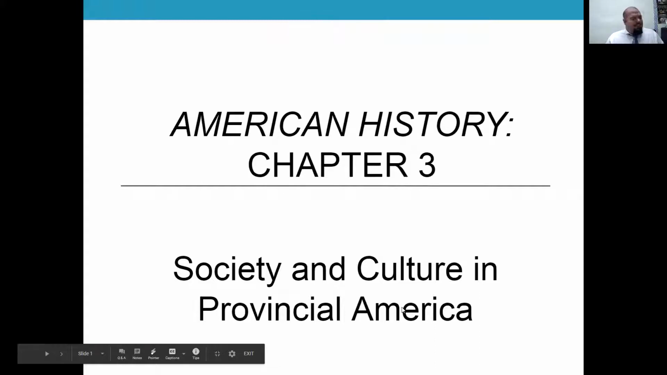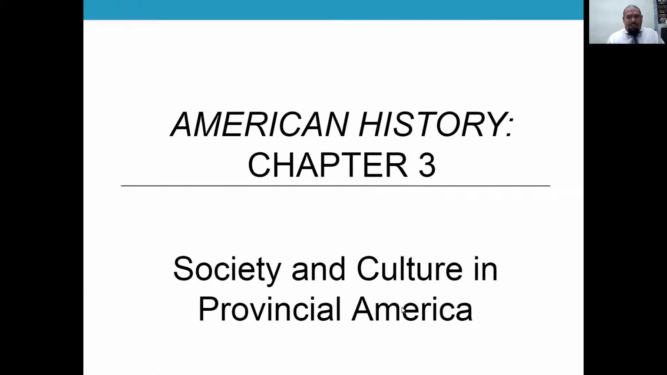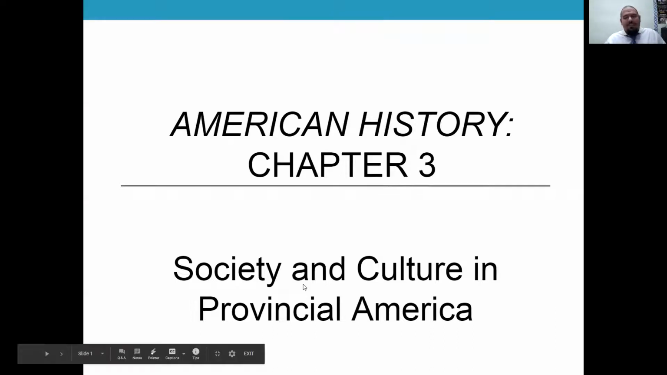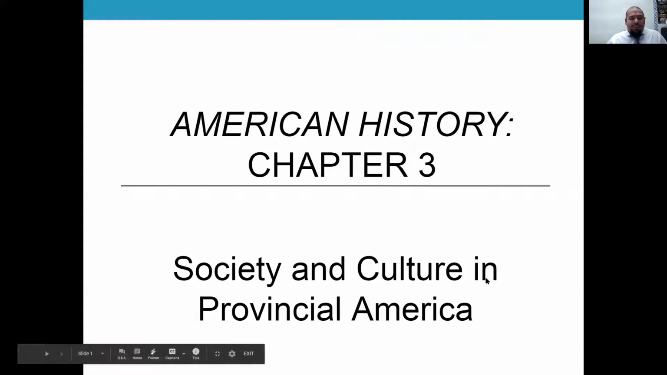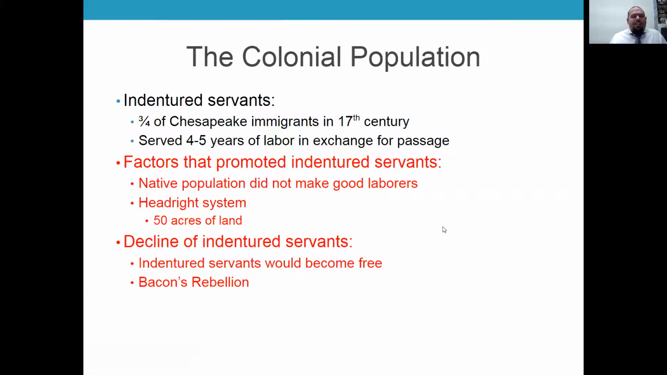So this is period 2 in the APUSH curriculum, from 1607 to 1754. And that's when you could kind of call it the American Revolution starts to happen, with all the acts that Parliament imposes upon the American colonists. So yeah, let's get into it. All right, so the colonial population, again, heavily male, heavily white.